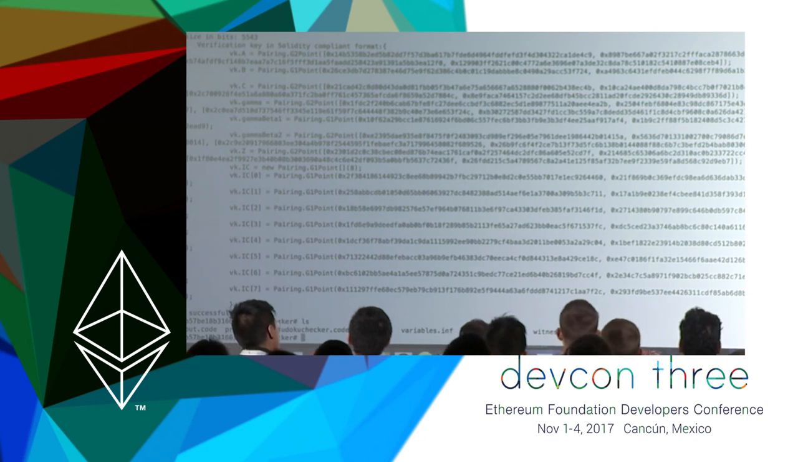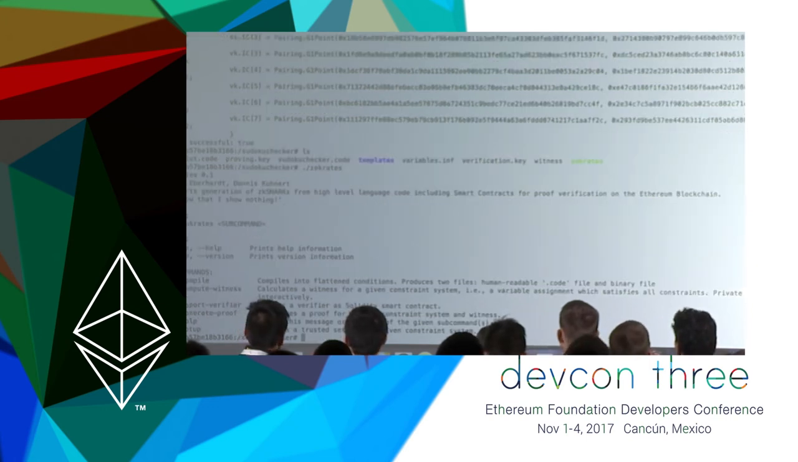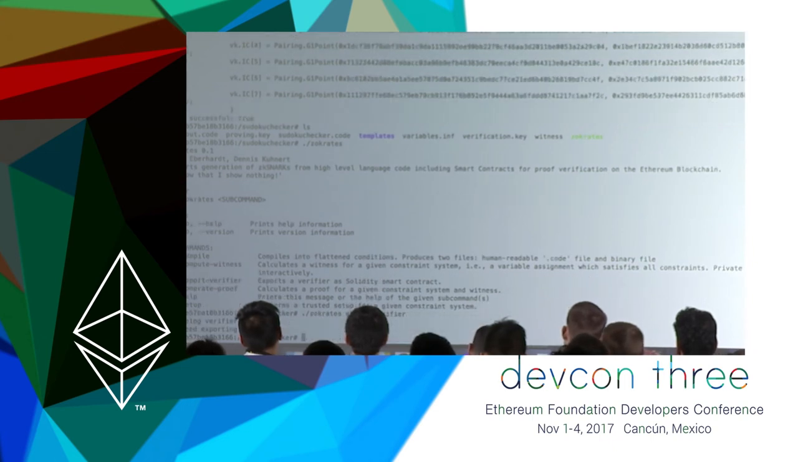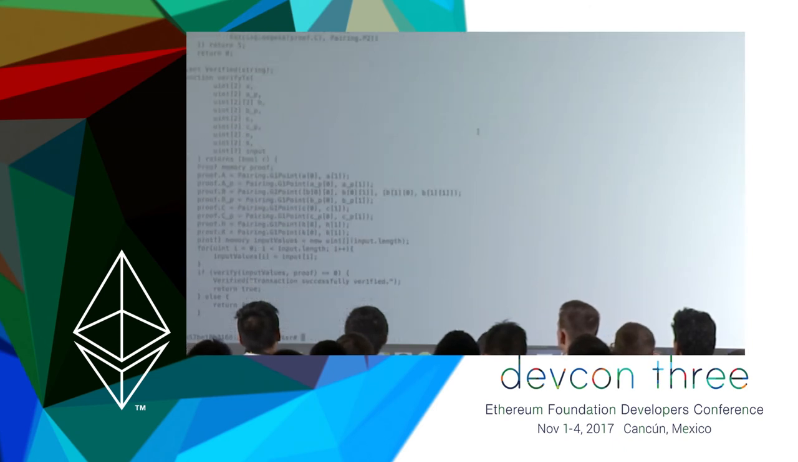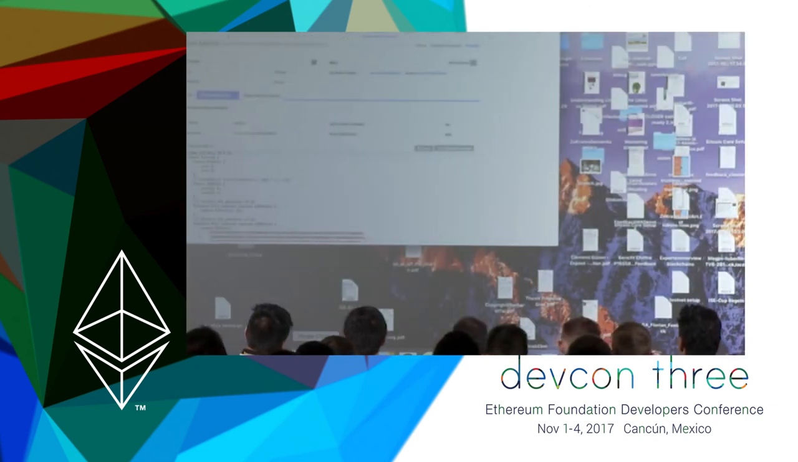So let's do that. We do Socrates, what's the command? Oh, I'll show you another nice feature. You can have a command line overview here. So it's export verifier. And then you get a Solidity smart contract that does all the necessary checks to validate the solution on chain. So what we do now, I have already deployed that to the Ropsten test network.